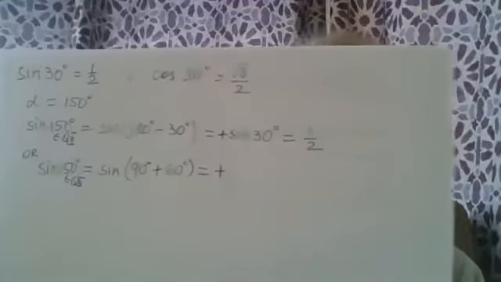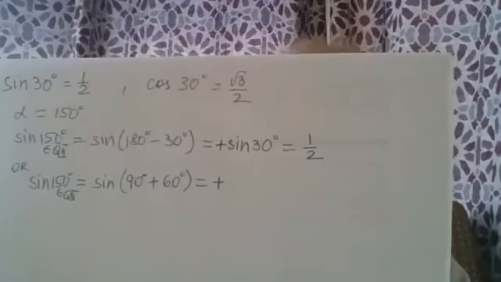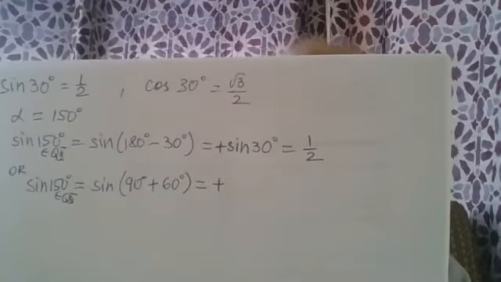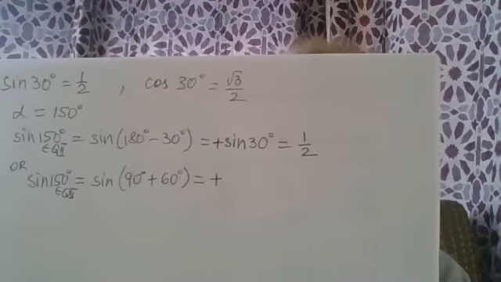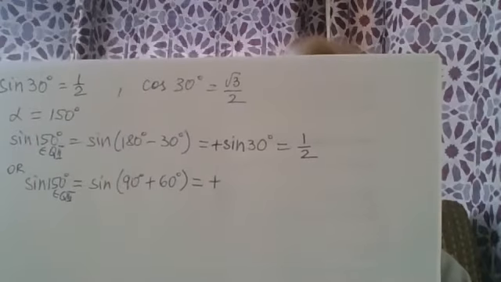Now look at this parenthesis. What do you see in parenthesis? You see 90 degrees plus 60 degrees. Look at the quadrantal angle and ask yourself, is this 90 degrees quadrantal angle vertical or horizontal? Vertical. With verticals, you will never keep the original name of the function. You need to switch to its so-called co-function.